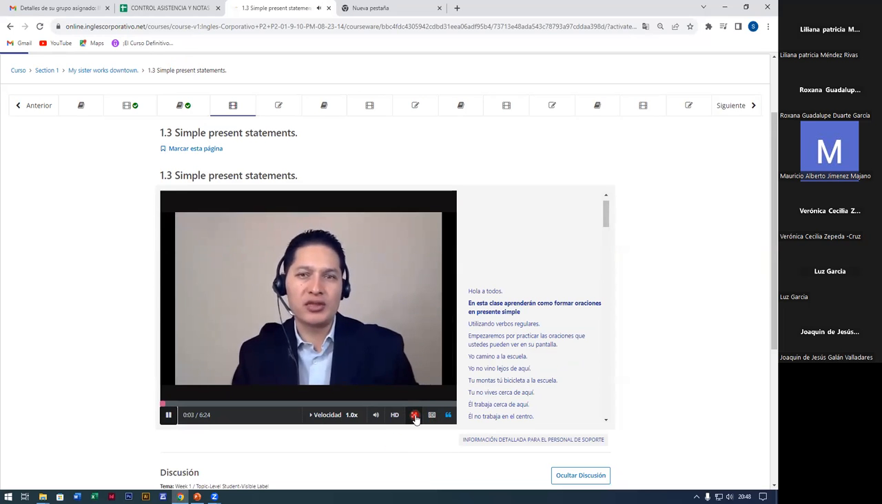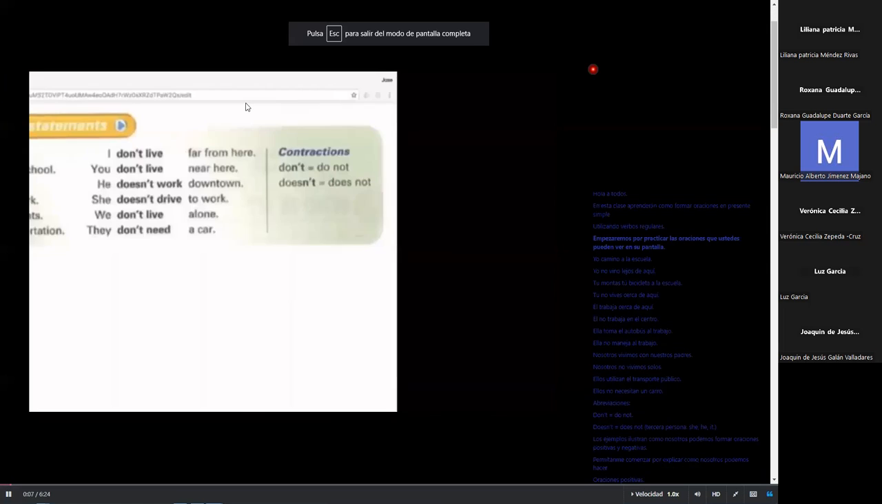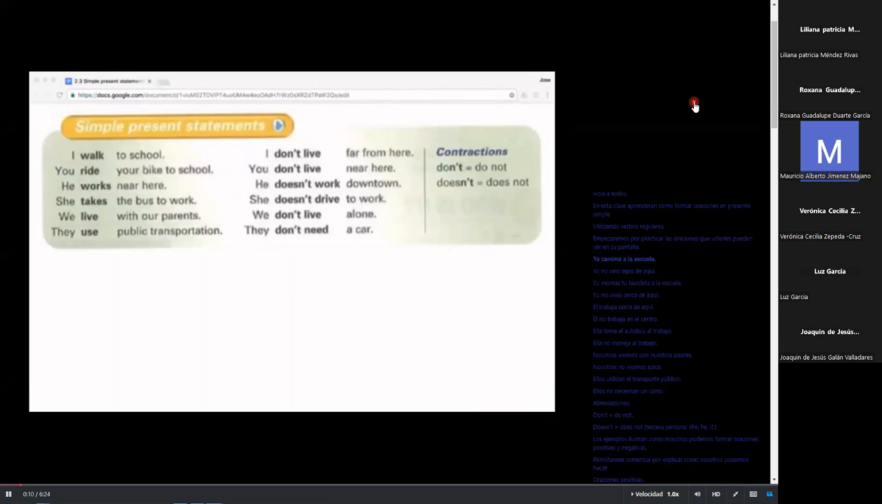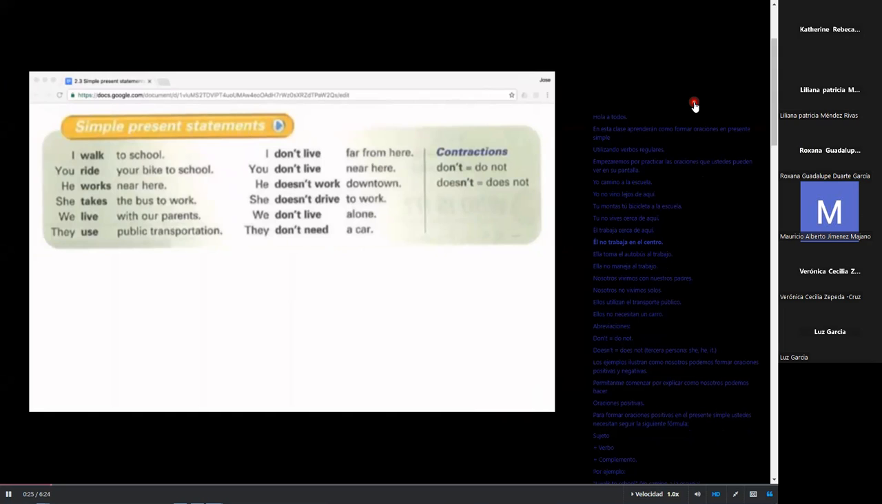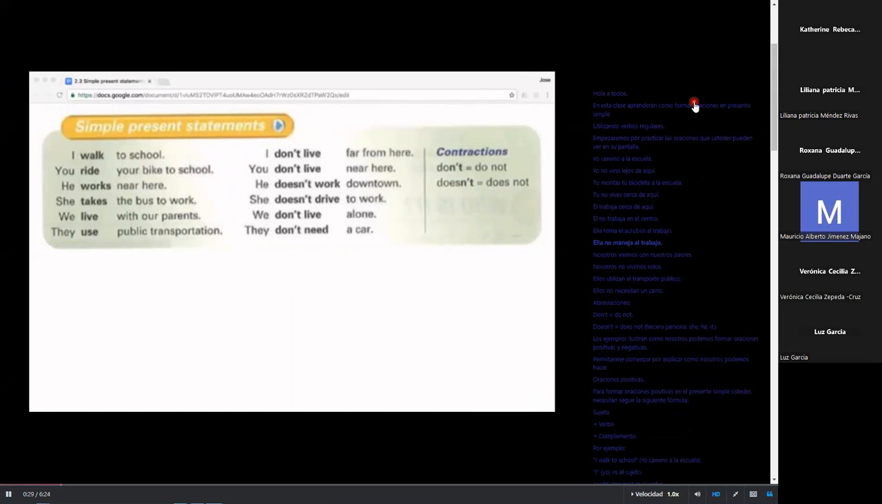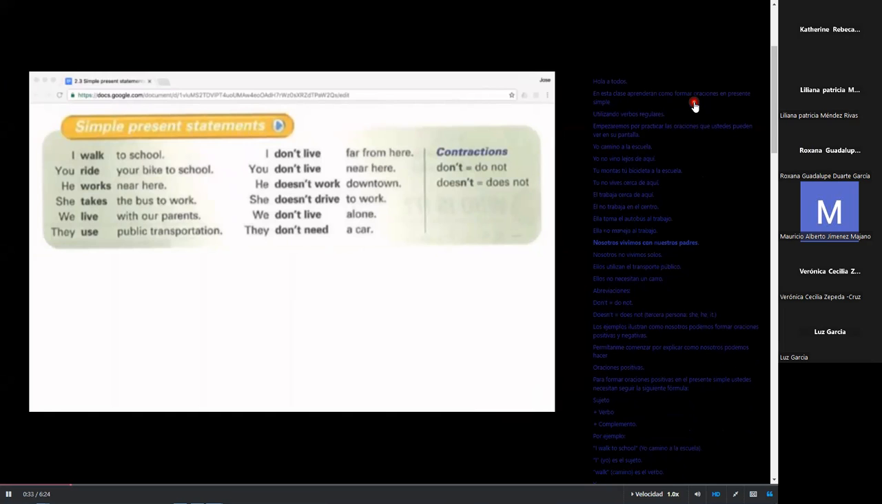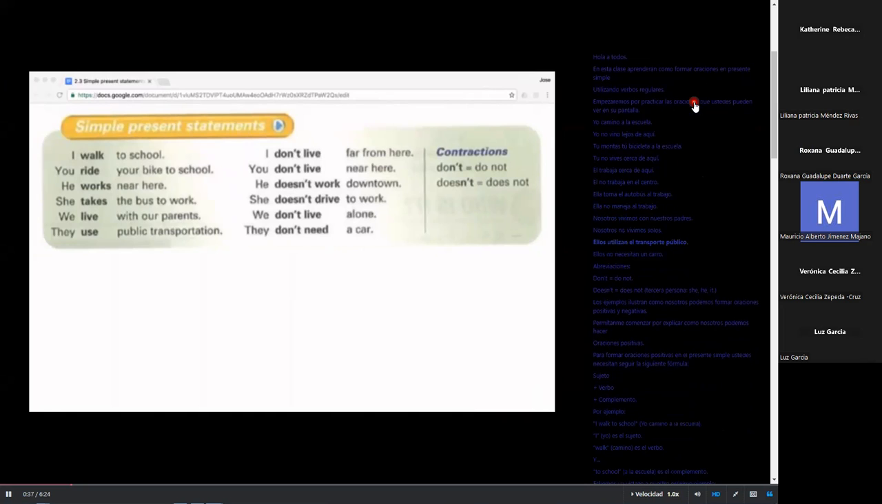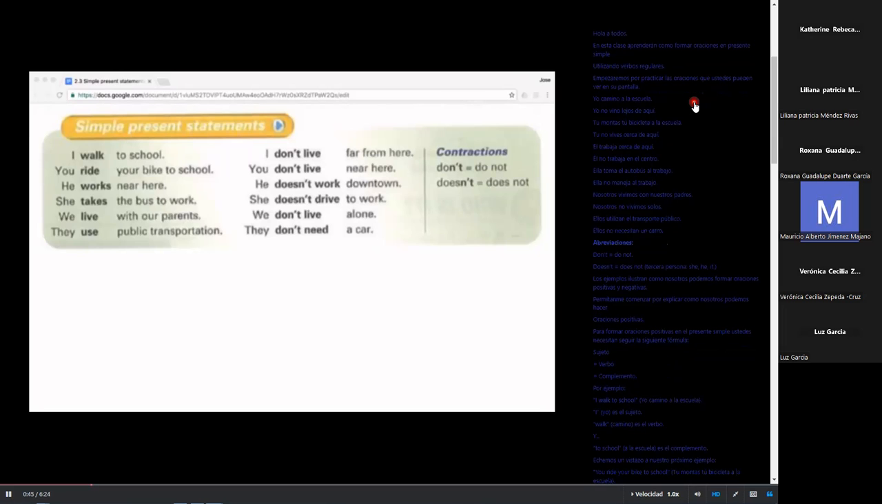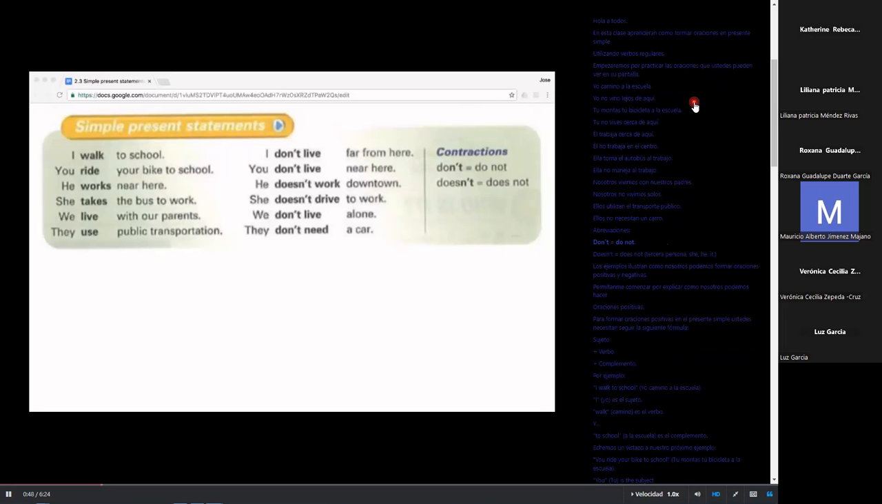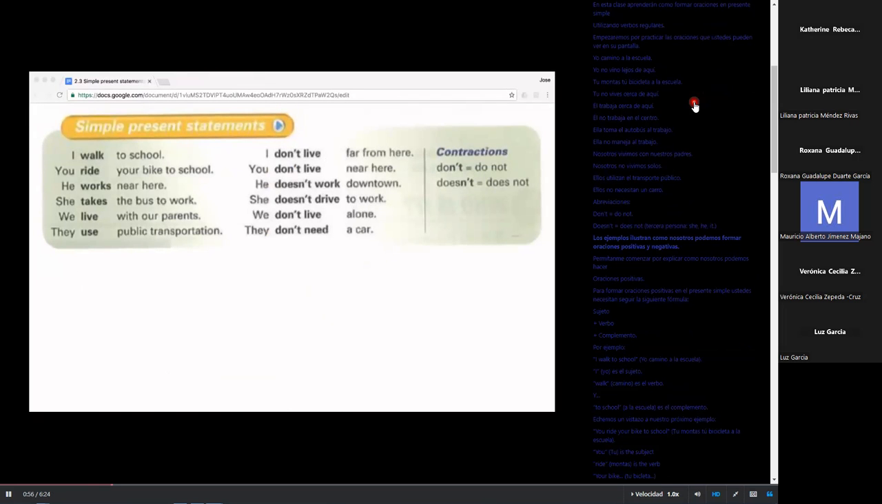Perfect, thank you. To learn how to form simple present statements using regular verbs. Let's get started by practicing the statements that you see on the screen. I walk to school. I don't live far from here. You ride your bike to school. You don't live near here. He works near here. He doesn't work downtown. She takes the bus to work. She doesn't drive to work. We live with our parents. We don't live alone. They use public transportation. They don't need a car. Contractions. Don't equals do not. Doesn't equals does not.